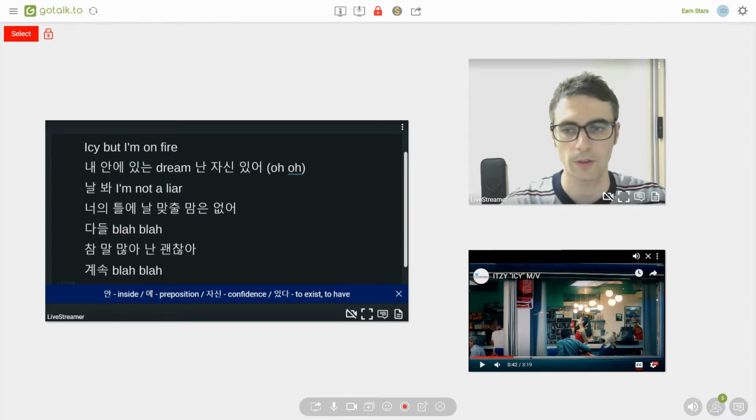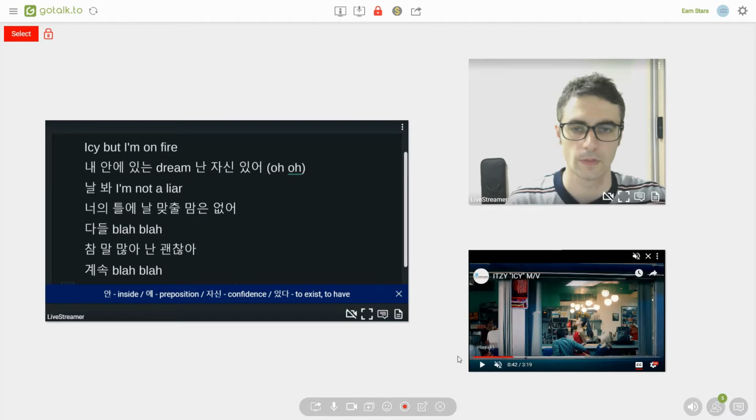There are a couple of other prepositions as well, like 에서. But in this case, we just use 에. Next we have 난, a shortening of 나는. 자신 있어. 자신 means confidence. And once again on the end we have 있다, which means to have something or something to exist. So I have confidence. And if you saw the translation, it said, I have a dream inside me, I'm confident.